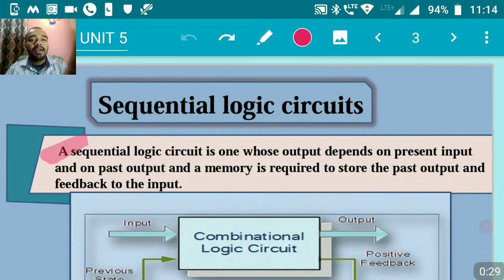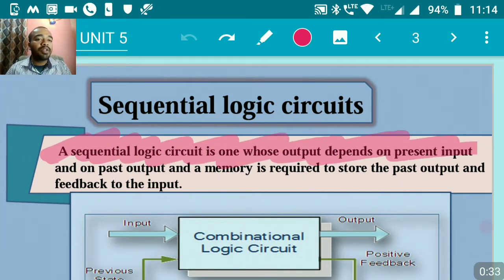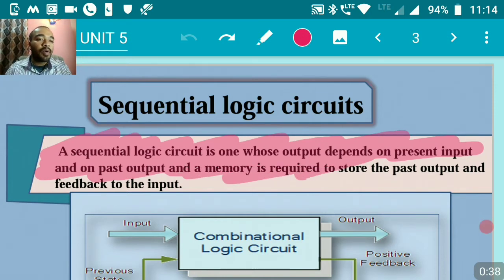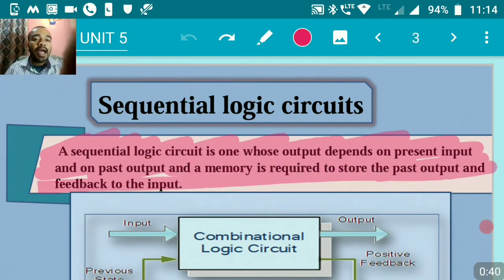A sequential logic circuit is one whose output depends on the present input and the past output, and a memory is required to store the past output and feed it back to the input. Sequential logic circuits are logic circuits. Definitely, they are made up of logic gates itself.